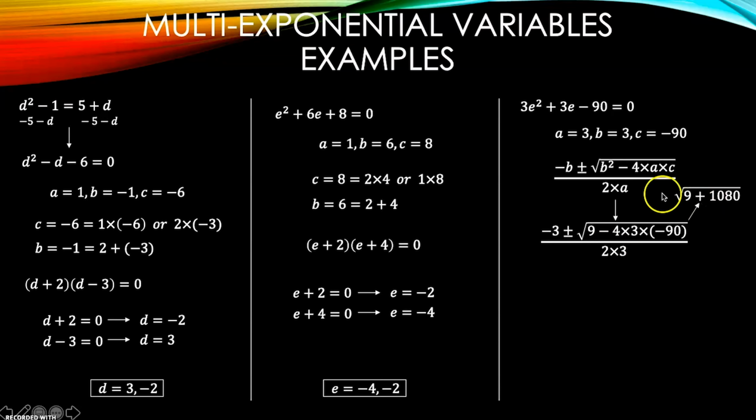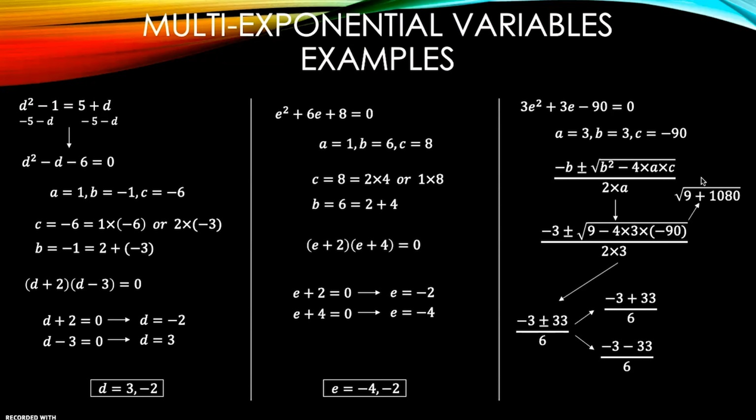We'll see that this is the square root of 9 plus 1080, and that is equal to 33. So we'll have negative 3 plus or minus 33 over 6. And that will separate into two equations here. Negative 3 plus 33 over 6 and negative 3 minus 33 over 6. We simplify and we'll get that e is equal to 5 and negative 6.